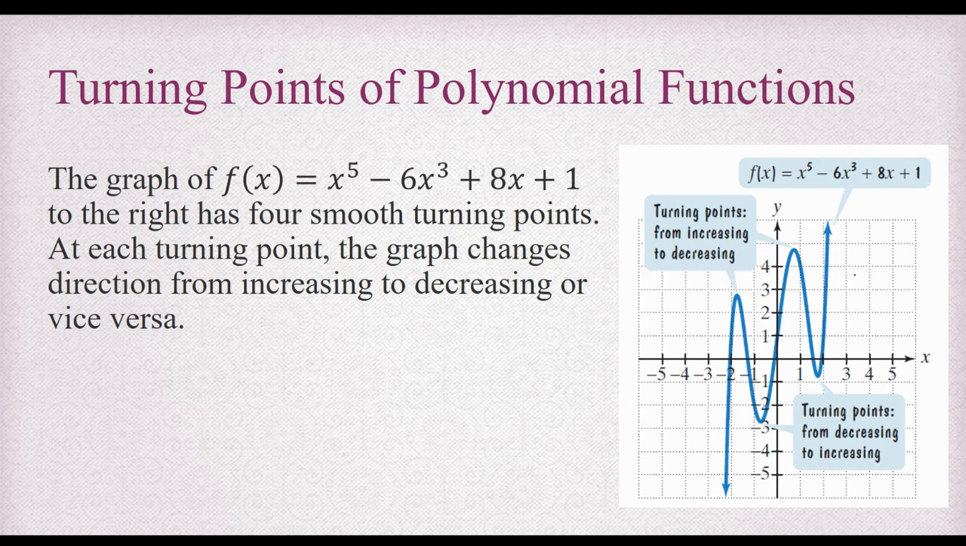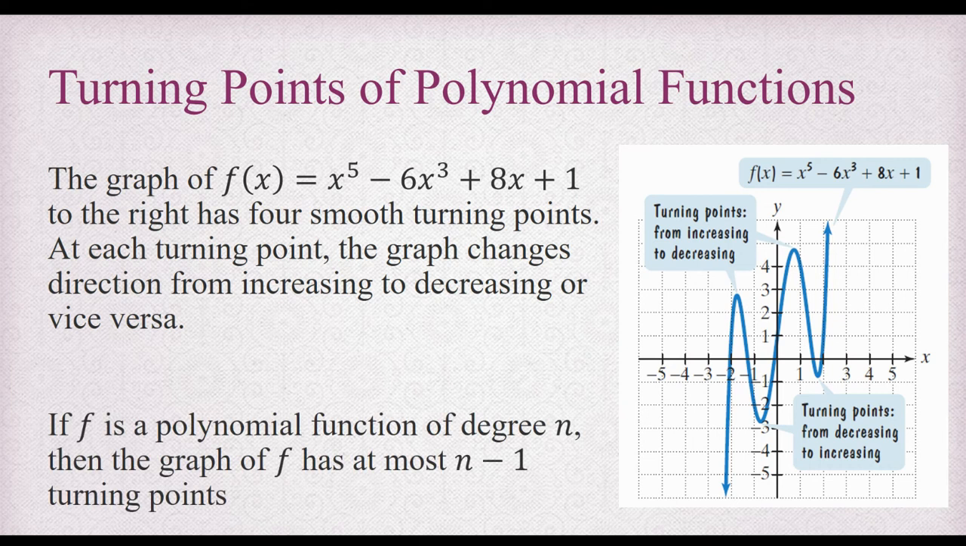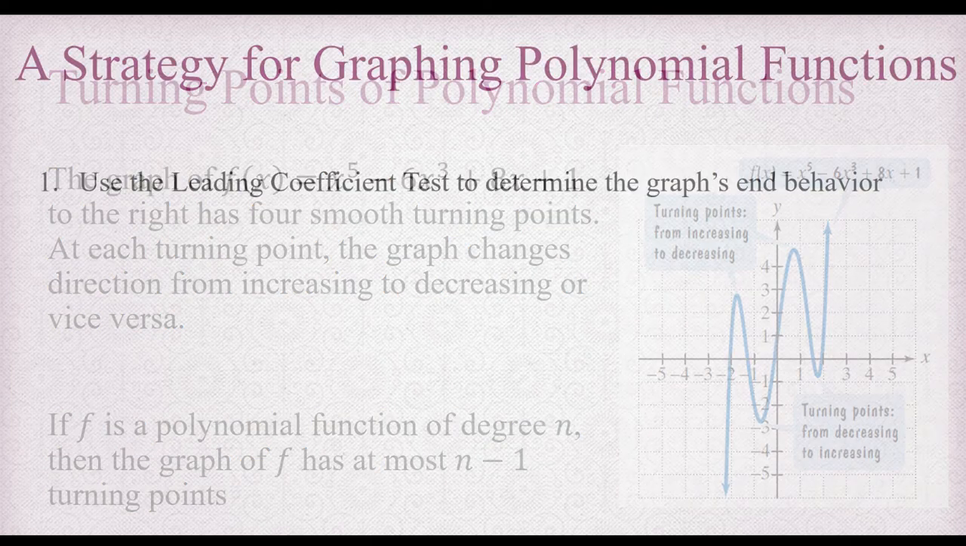And since there are 4 of them, notice that there's a relationship. So if f is a polynomial function of degree n, so in this particular picture, it's degree 5, because that's the biggest exponent, then the graph of f has at most n minus 1 turning points. So notice that there were 4 turning points. That's because 5 minus 1 is 4. That's the relationship that we'll always have with turning points. So you take the degree, subtract 1 from it. That's at most how many turning points we can have in our graph.